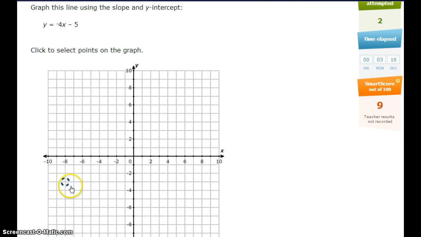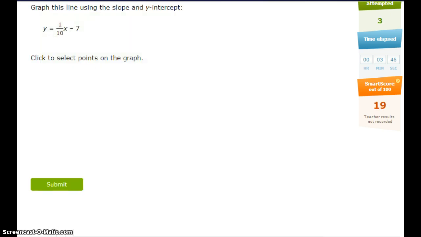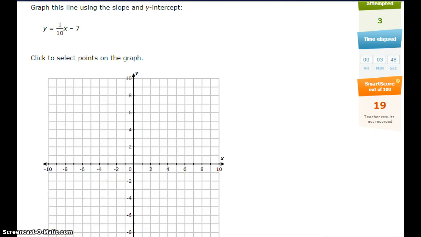Okay, so here we have y equals negative 4x minus 5. So I know my y-intercept is at negative 5. My slope is negative 4. So I'm going to drop 1, 2, 3, 4 over 1. Is my slope a negative? Absolutely. Did I start at negative 5? Absolutely. And I submit. Okay. Let's take a look at a different one.